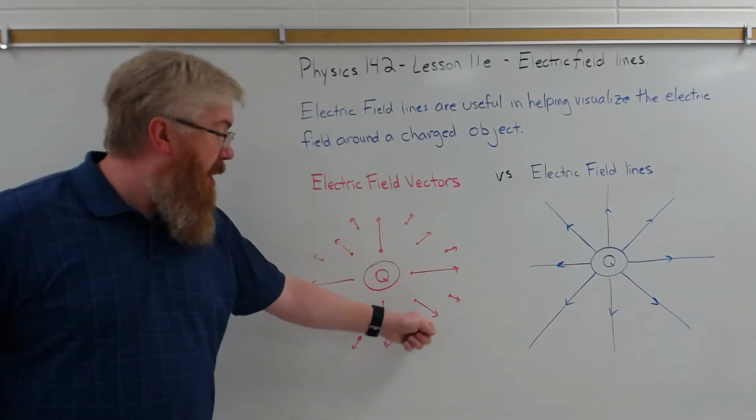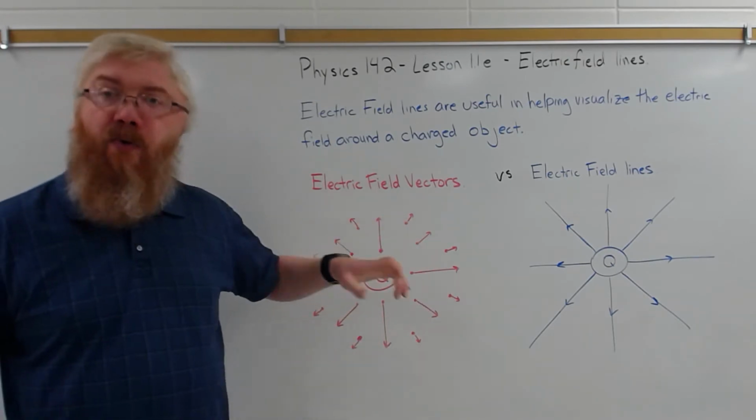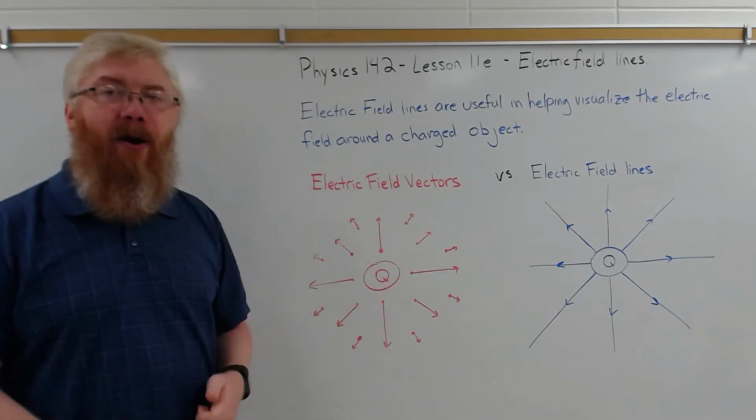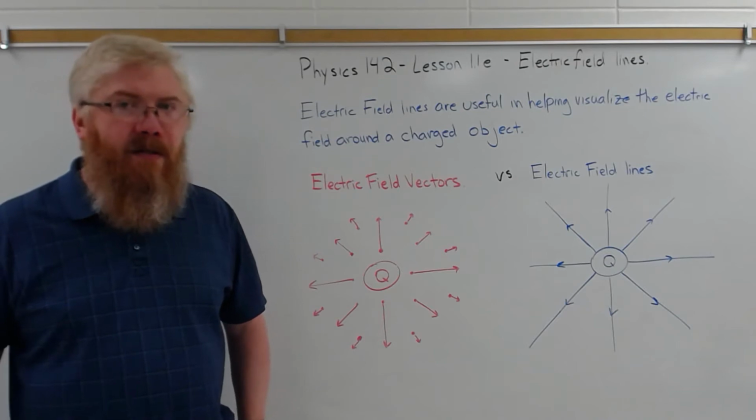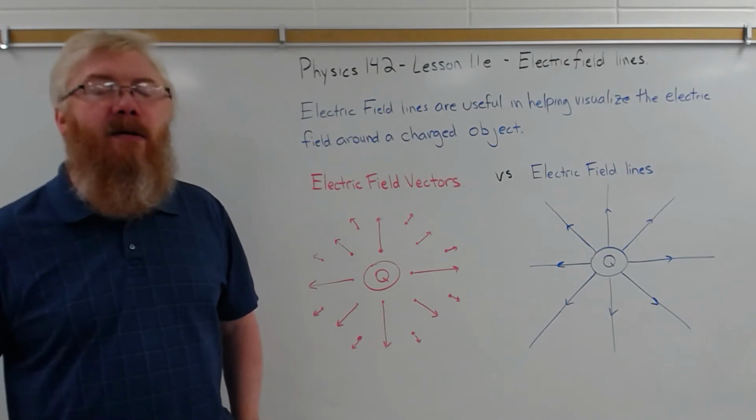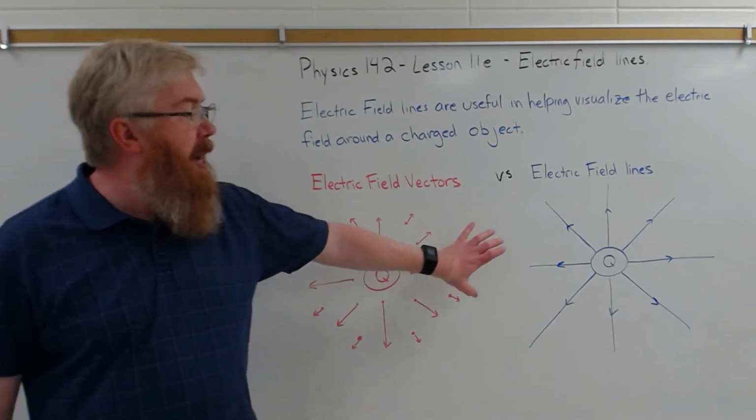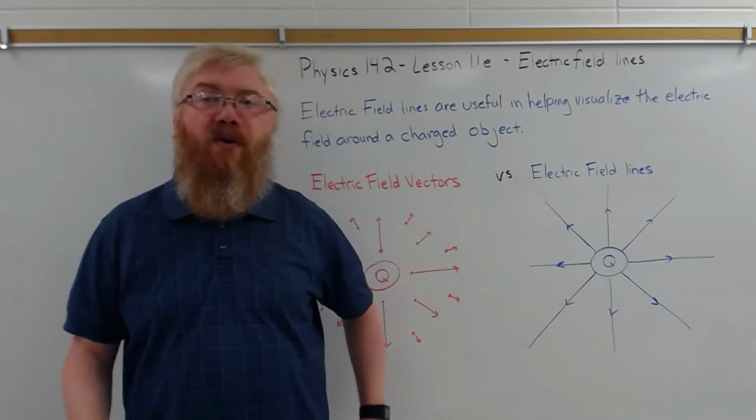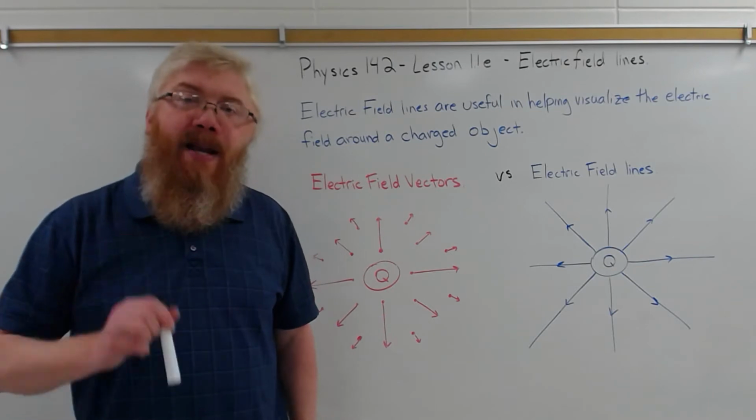So I could draw a trillion different vectors here to represent what the electric field vectors would look like around this positive test charge, but that's kind of pointless, right? That's not very visually useful. So on the right is how electric fields are often represented, using what are called electric field lines. These are not vectors.